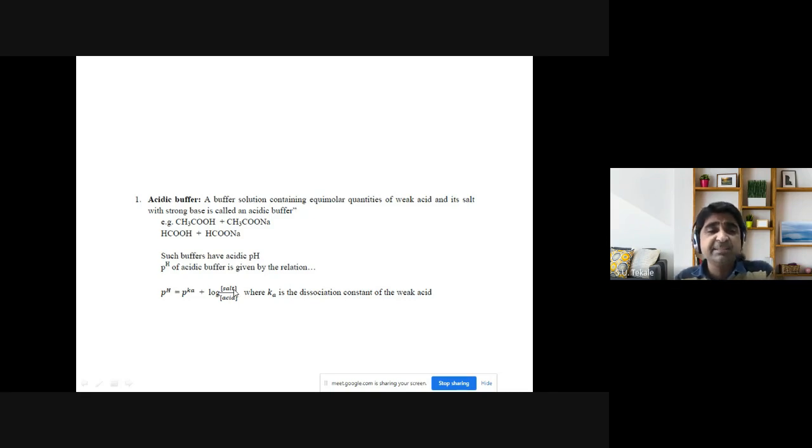Now once you understand this term, acidic buffer, then the remaining term, alkaline buffer or basic buffer, is quite simple. So just take the opposite of it. Right? So what will be there?